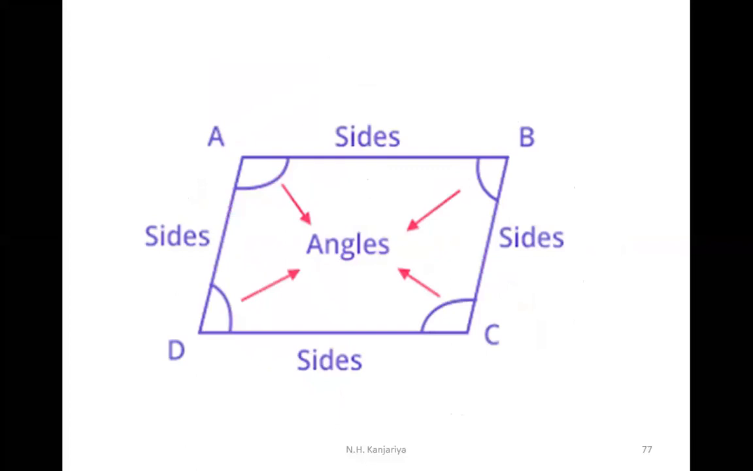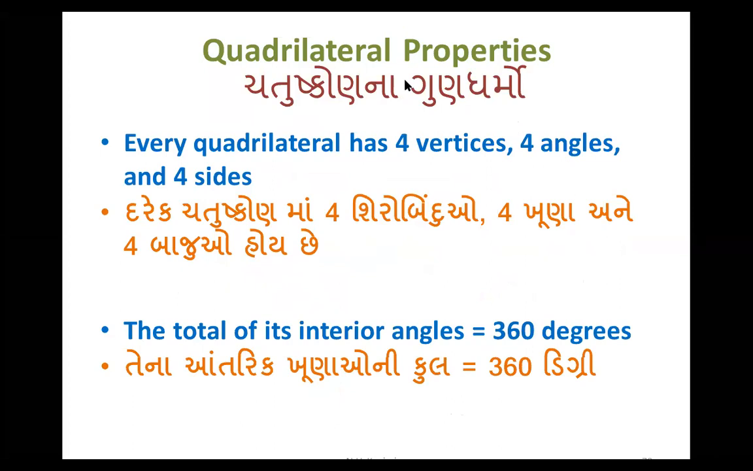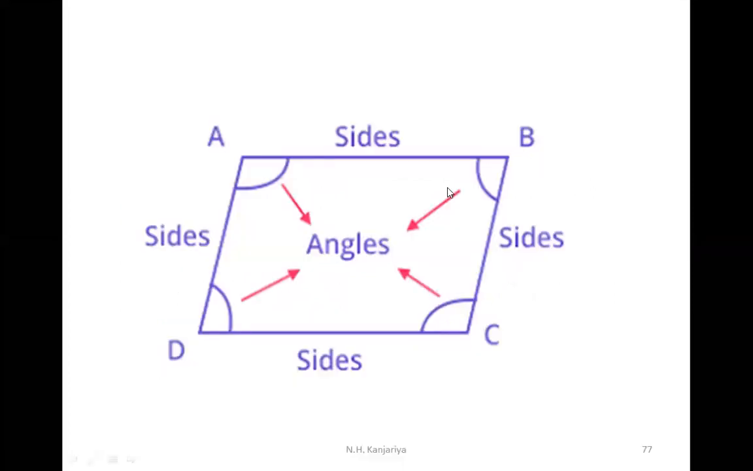Here you have a quadrilateral whose sides are given, and this part is known as its angles. Here are some properties of the quadrilateral. What are the properties? The quadrilateral has 4 vertices, 4 angles, and 4 sides. You know this well. A, B, C, D are the vertices, and AB, BC, CD, and AD are the sides.